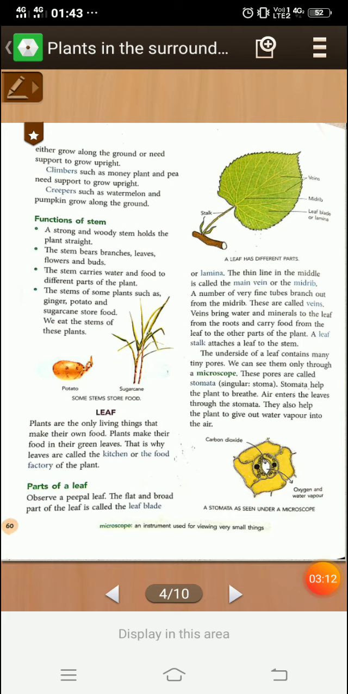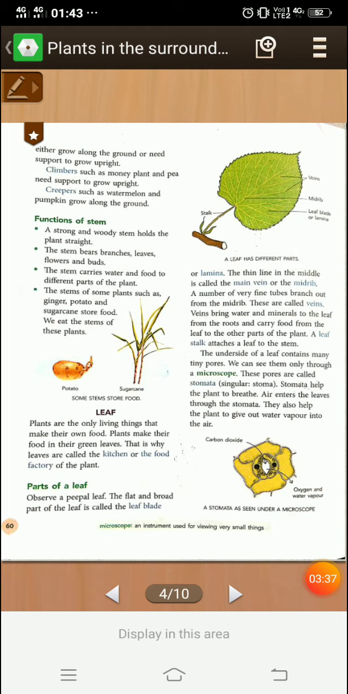Again we'll take a look at the functions of the stem. A strong and woody stem holds the plant straight. So that is the first point. Second point, the stem bears branches, leaves, flowers and buds. Third point, the stem carries water and food to different parts of the plant. The stems of some plants such as ginger, potato, sugarcane store food and we eat the stems of these plants.